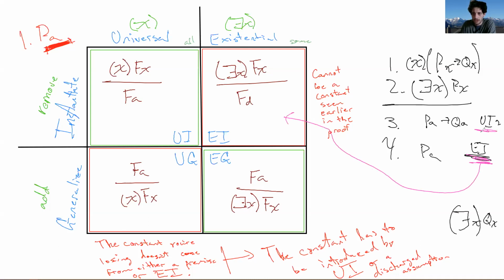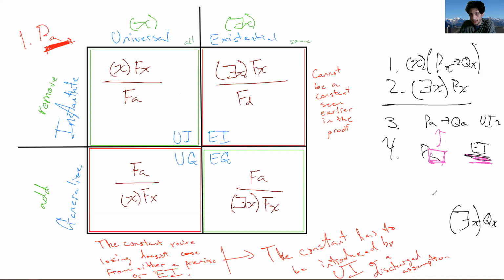So you can go ahead and check UI, is that restricted? No, UI is totally fine, right? But EI, on the other hand, is restricted, right? And so when we're doing this, we need to make sure, am I breaking the restriction? So let's ask, cannot be a constant seen earlier in the proof. So is this a constant we've seen earlier in the proof?